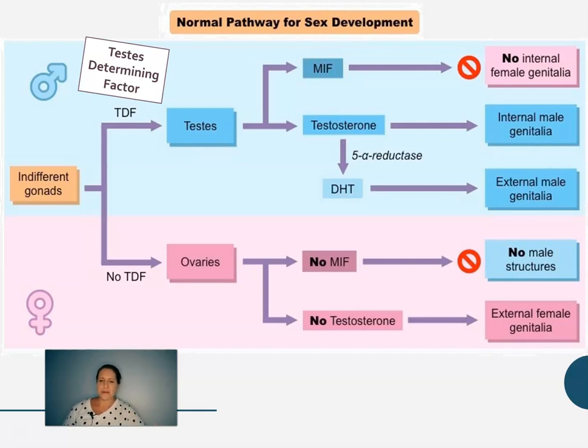Sometimes when we talk about development in endocrine studies, there have been different terms used because of how we study this in different organisms. But basically, you need to know that the product of the SRY gene, the SRY protein, is a protein that we call testes determining factor. So it's essentially an enzyme. This enzyme is going to then turn that indifferent, undifferentiated gonad into the testes.